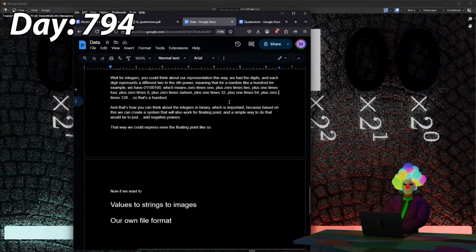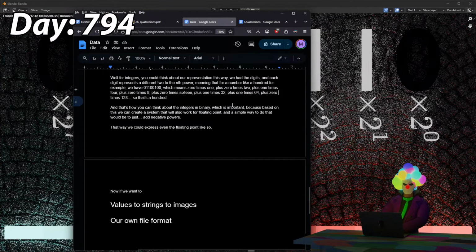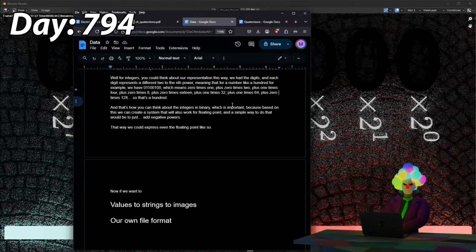0 times 1 plus 0 times 2. Right here I'll just have to render each frame separately. 0 times 1 plus 0 times 2 plus 0 times 4 plus 0 times 8 plus 0 times 16 plus 1 times 2 plus 1 times, yeah. That's 100.